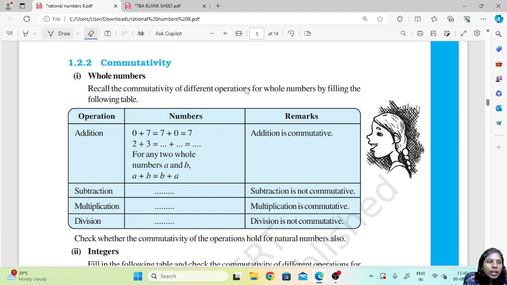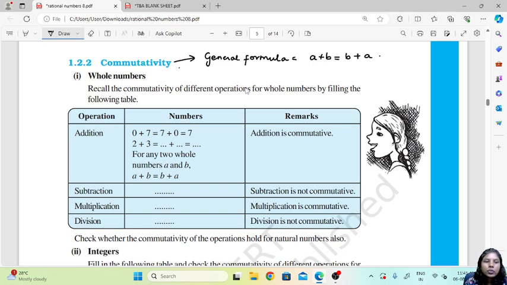First we have the addition operation. In the commutative property the general formula is A plus B should be equal to B plus A. Say I have A and B as two whole numbers, then if I change the order of addition, if I add B first and then I add A, the answer should remain the same in both cases. That is the general formula for the commutative property.